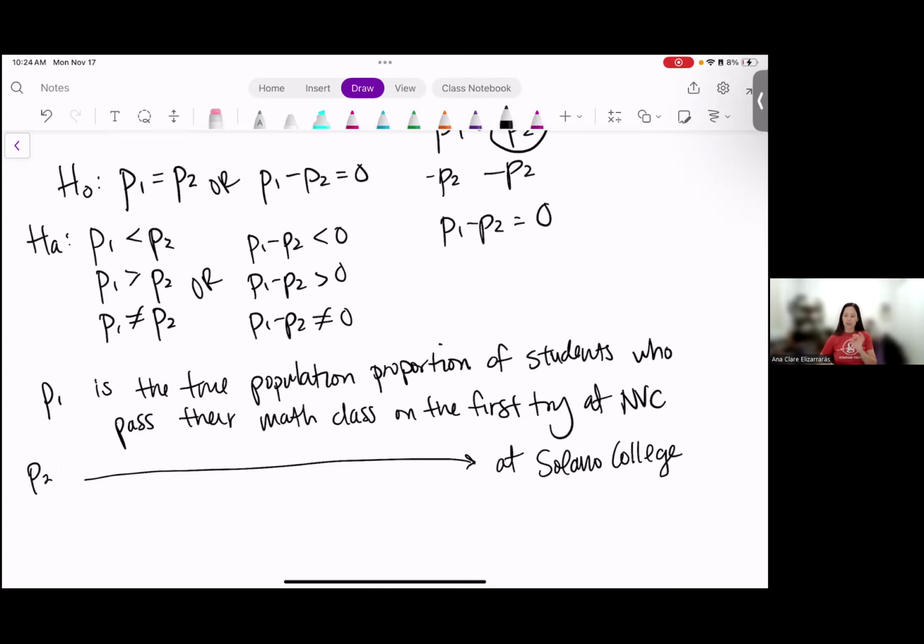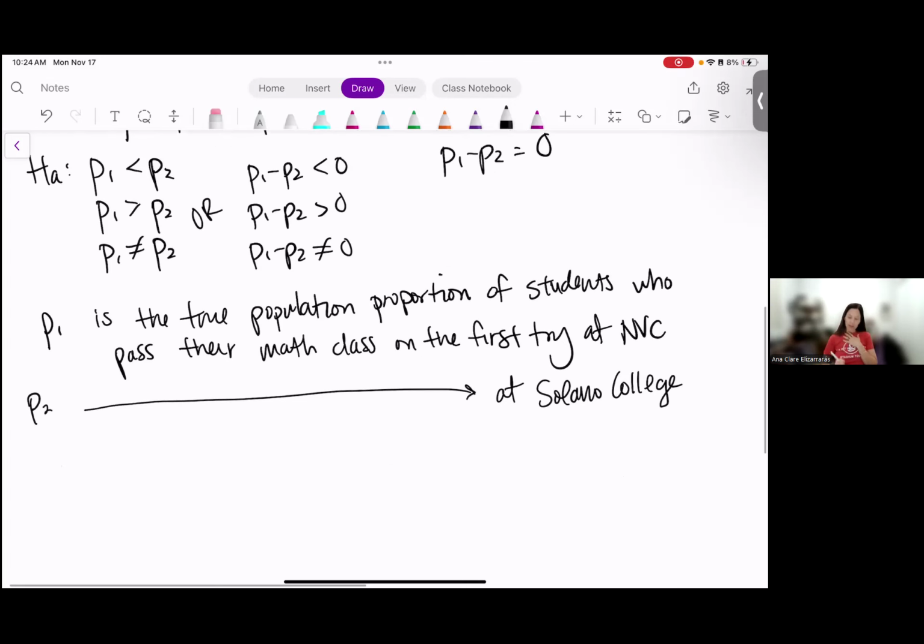There is another notation that we could use where instead of 1 and 2, we could say PN and PS, where N stands for Napa Valley College and S stands for Solano. That helps you keep things in order. It's very important that you are paying attention because when you're doing a less than or a greater than, the order in which you put your parameters matters, and you have to follow that through all the way for your statistic.